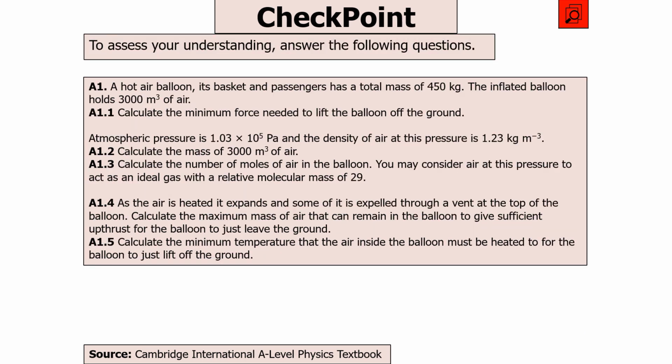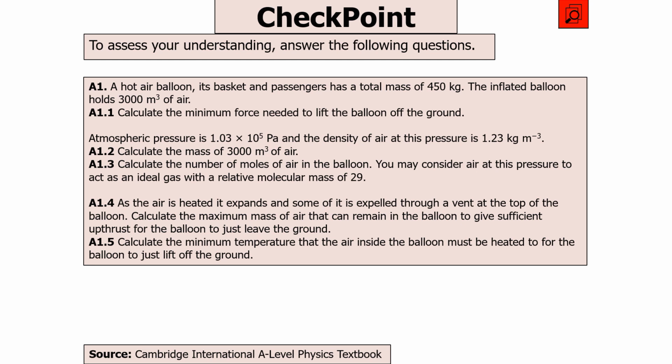The next question says, a hot air balloon's basket and passengers have a total mass of 540 kilograms. The inflated balloon holds 3,000 meters cubed of air. Calculate the minimum force needed to lift the balloon off the ground. Atmospheric pressure is 1.03 times 10 to the 5 pascals and the density of air at this pressure is 1.23 kilograms per meter cubed. Calculate the mass of 3,000 meters cubed of air.